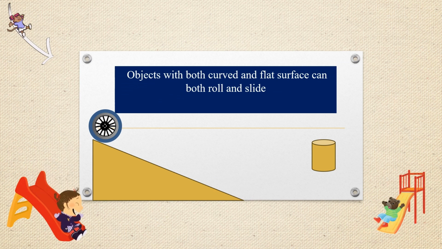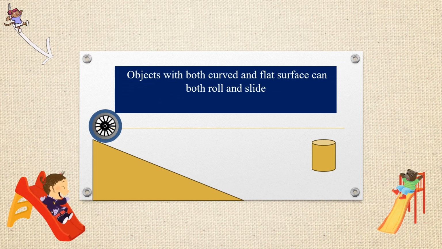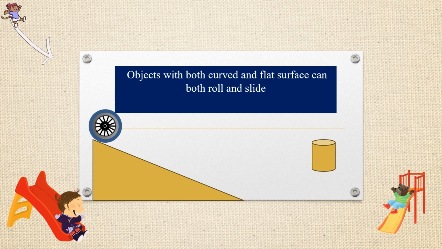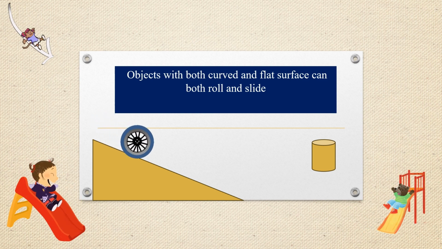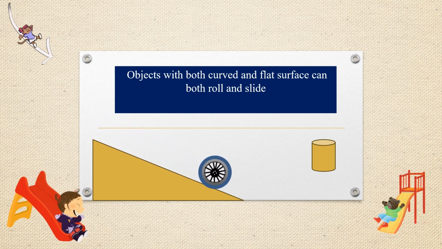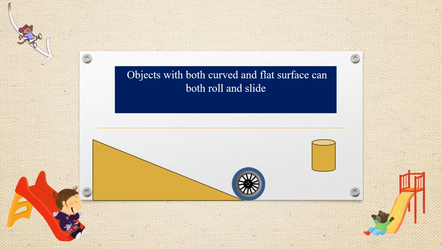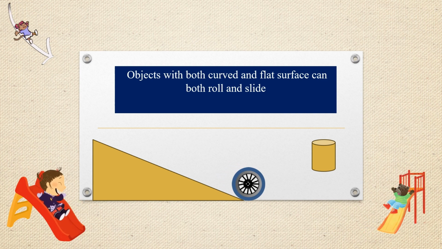Now there are some objects which have both a curved surface and a flat surface. So they can both roll and slide. Now look at this tire. If you keep it like this, it will roll. And if you keep it with this flat surface, it will slide.